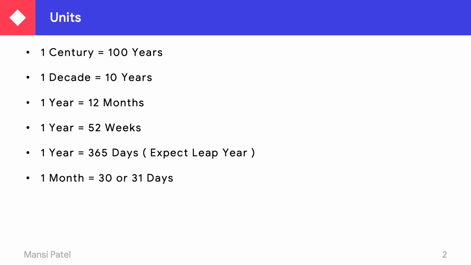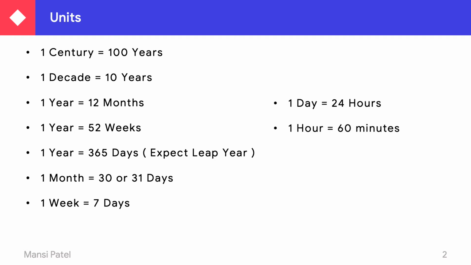In 1 month there are 30 or 31 days, except February. In 1 week 7 days are there. In 1 day 24 hours are there. In 1 hour 60 minutes are there. And in 1 minute 60 seconds are there. So we can say that 1 day is equal to 24 hours, then 1 hour is equal to 60 minutes, and also 1 minute is equal to 60 seconds.